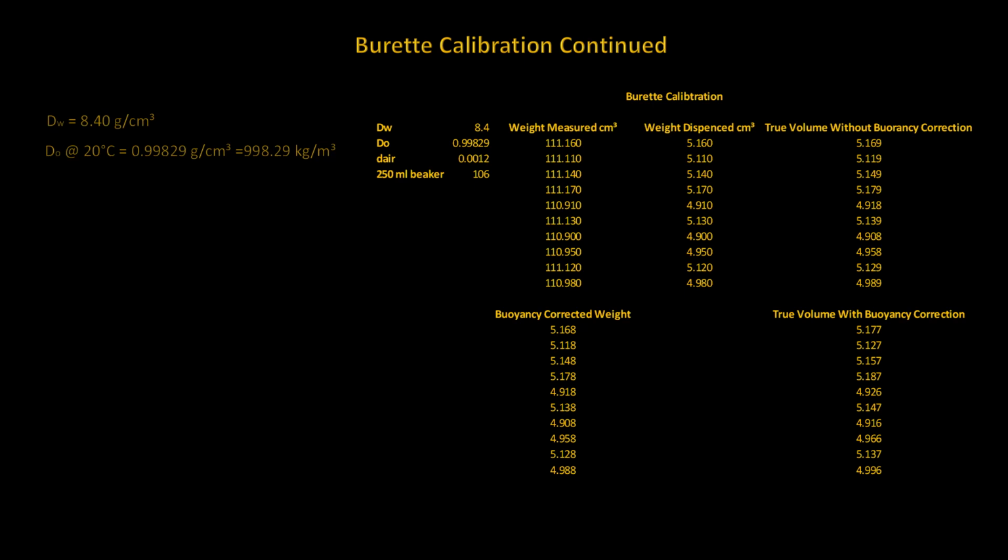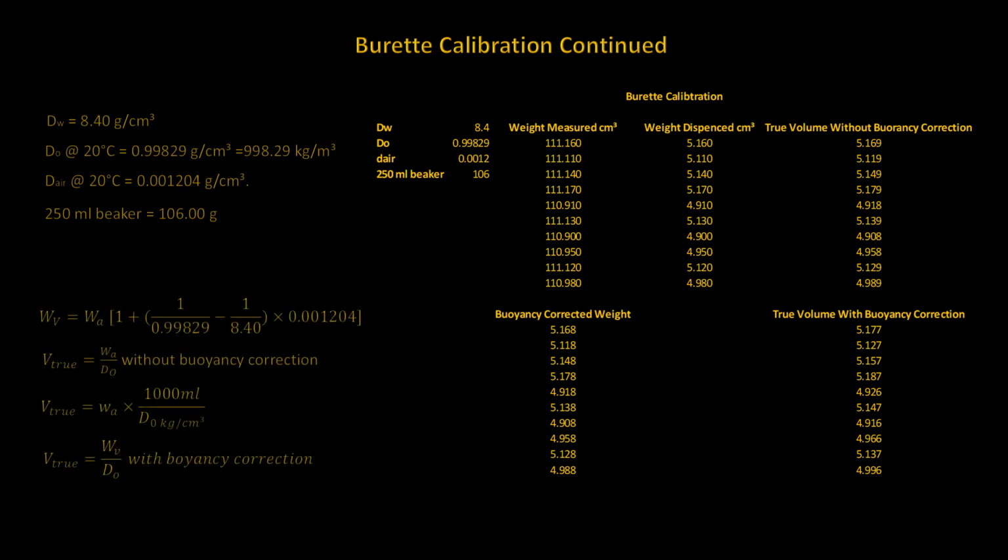The air density table listed the air density at 1 atm or atmosphere and 20 degrees centigrade as being 0.001204 grams per cubic centimeter. A 250 ml beaker weighed on the lab scale displayed 106.00 grams. 3 calibration procedures were conducted, and the average of the 3 measurements were recorded as shown. The equations used for this hypothetical calibration of a 50 ml burette are also shown.